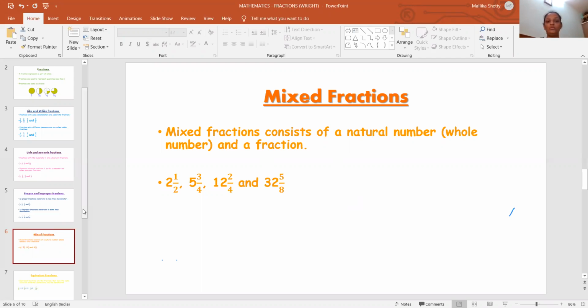Now, to just know what a mixed fraction is: a mixed fraction is a mixture of a whole number, denominator, and numerator. Yes, a fraction and a whole number together is known as a mixed fraction.